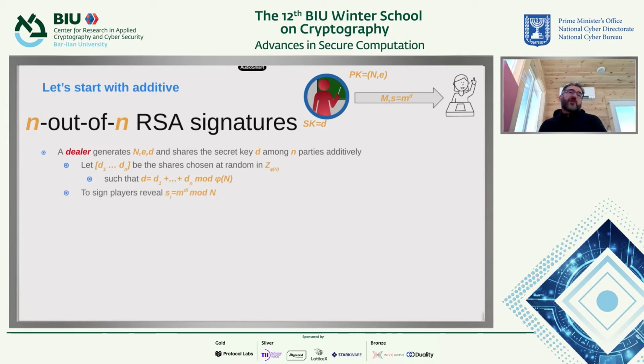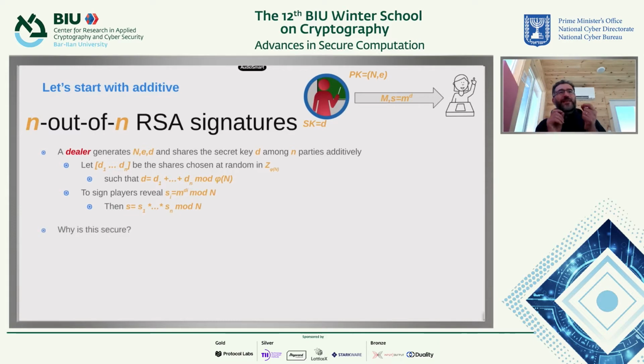At this point, to sign is actually not that difficult, because to learn D, you need to compromise all the servers. How do the players sign? They sign using the homomorphic property of exponentiation. Each player reveals a partial signature, which is M to the D_i, where D_i is his local share. And then the real signature is the product of all n partial signatures modulo N, because phi of N is the cardinality of the multiplicative group modulo N, so the exponents work modulo phi of N. So this should be pretty simple.